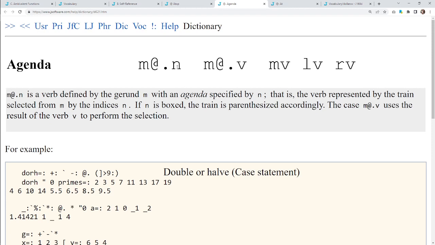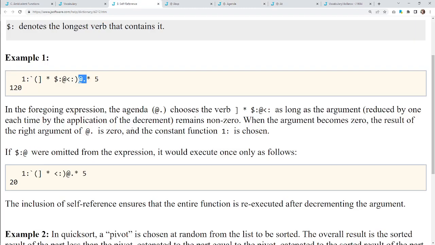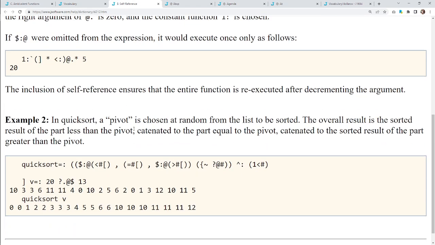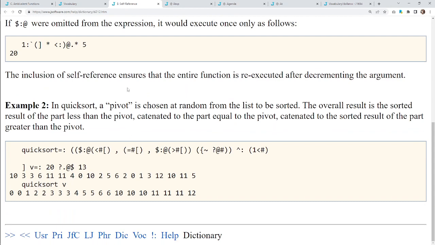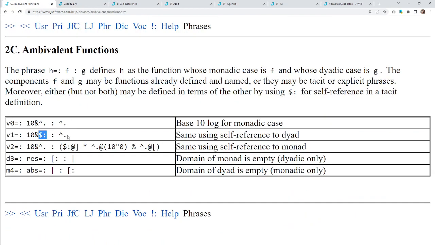All right, we'll come back to this because I don't know. So self-reference seems to be important, but in the case of these ambivalent functions here, we just see that this self-reference refers us over to the other case. And this is going to be the same thing using self-reference to the monad, which is now messed up because now the monad is 10 width. So I don't exactly understand what's going on over here, but I basically get the idea that they have to unbind this.